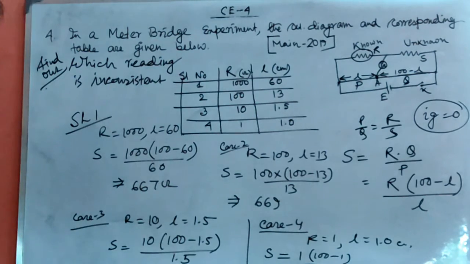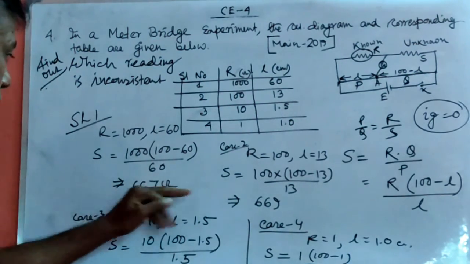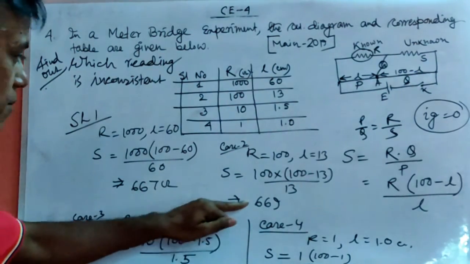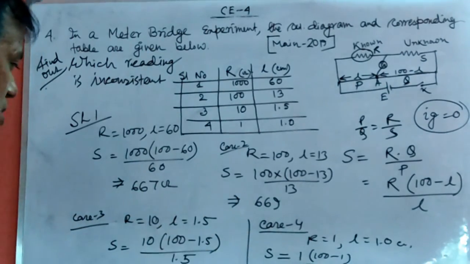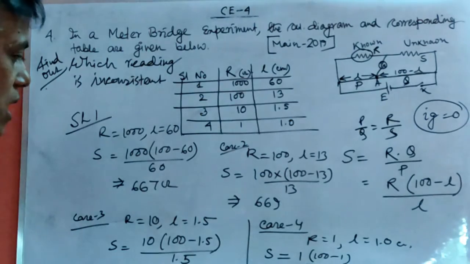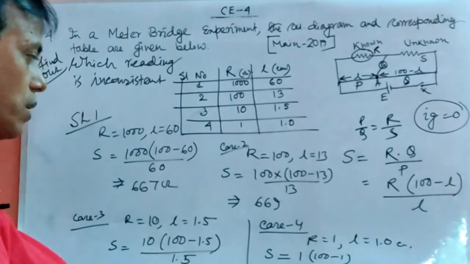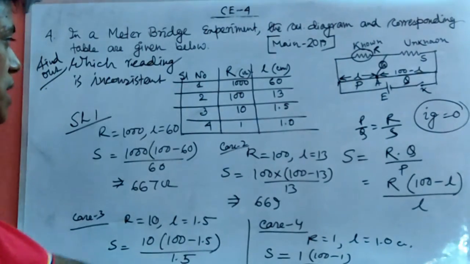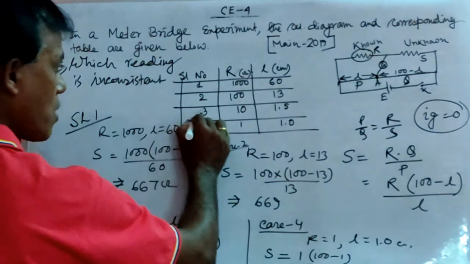So if we illustrate all those readings, 667, case number 2 669, case number 3 665, almost they are nearly equal, but this is the odd one. So this reading is inconsistent.